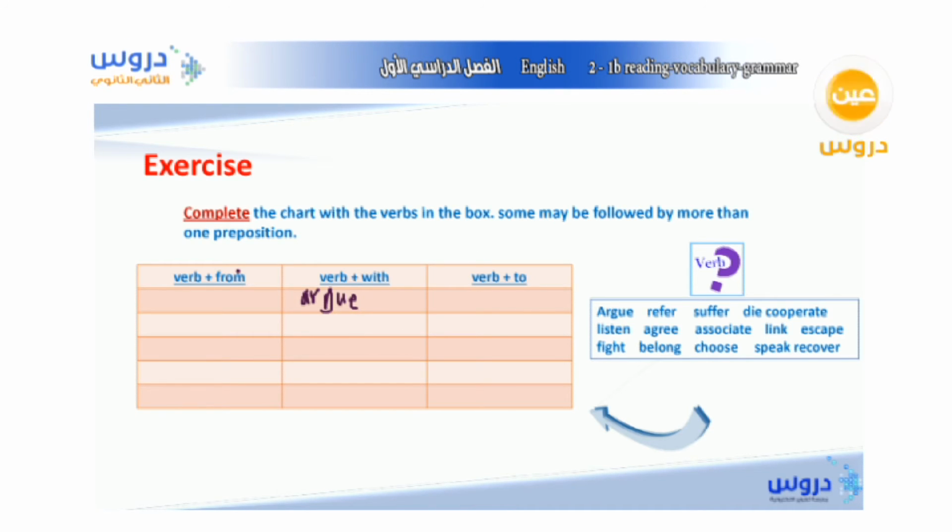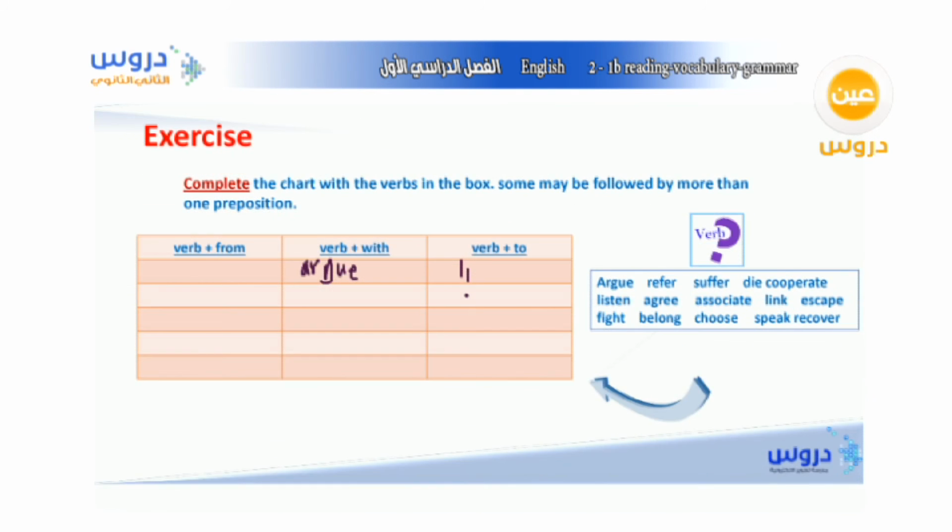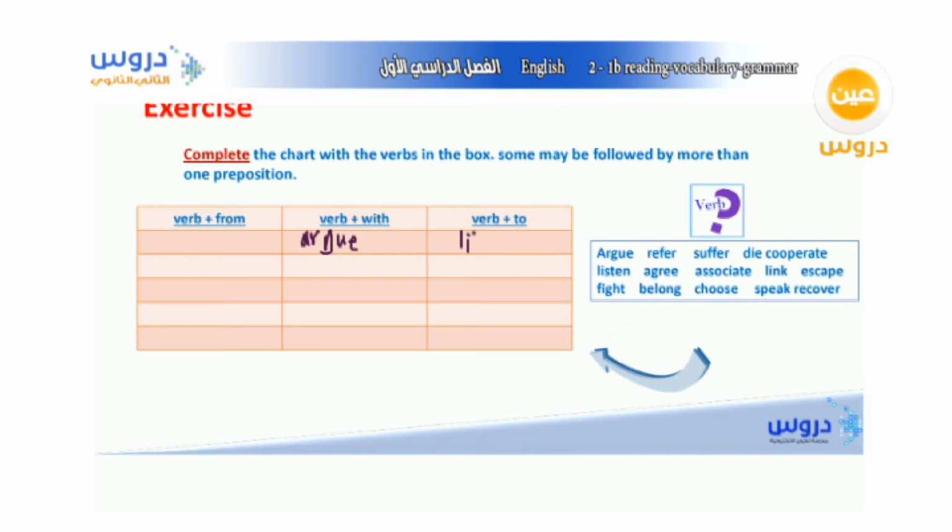So let's take another verb, listen. Is it listen with, listen from, or listen to? Yes, it's listen to. So listen to your mother, listen to your sister, listen to your teacher, listen to the news, listen to the radio, and you can really put too many verbs here in the chart. So we say that the verb listen is better put with the preposition to. So here is an example for argue with, listen to, and let's pick another verb that takes from.